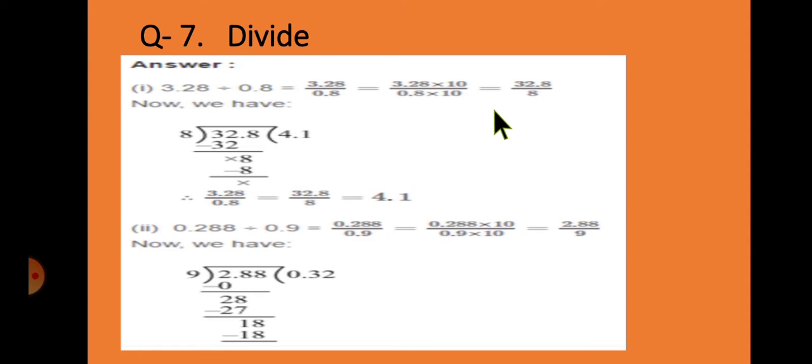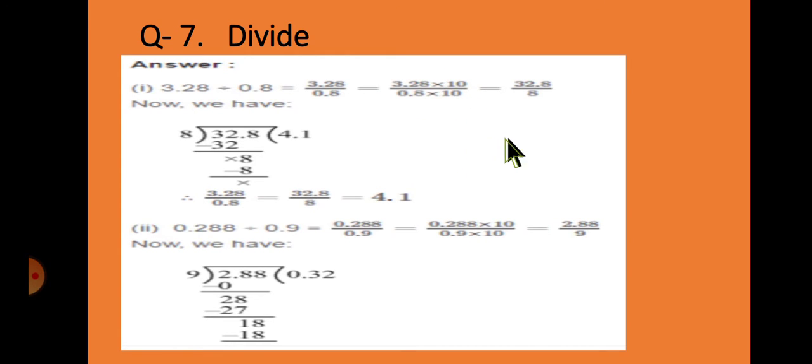And when we multiply the numerator by 10, 3.28 multiplied by 10, because we are multiplying, we move the decimal to the right side. After one digit we insert the decimal. So between 3 and 2, our decimal reaches after 2. So now we have 32.8 upon 8. Why are we doing this process?